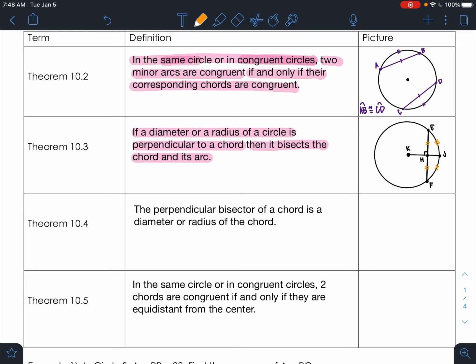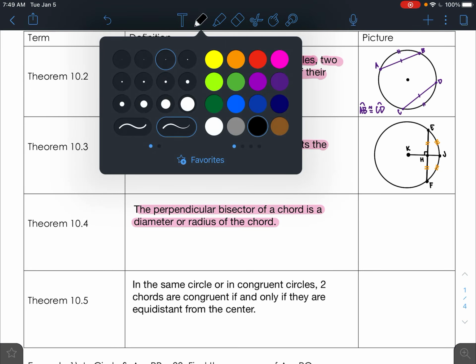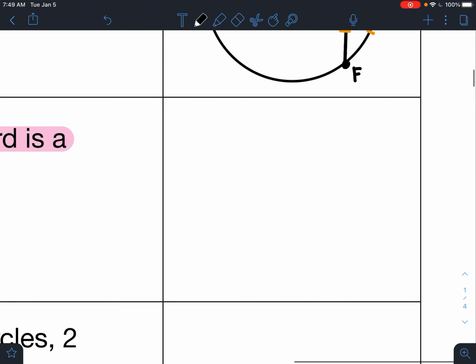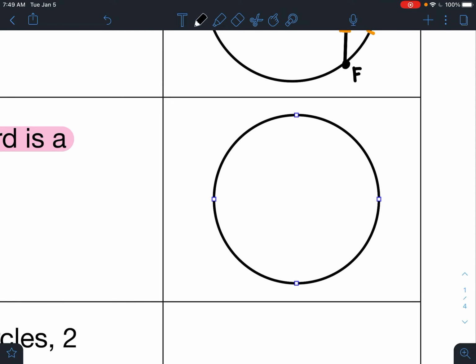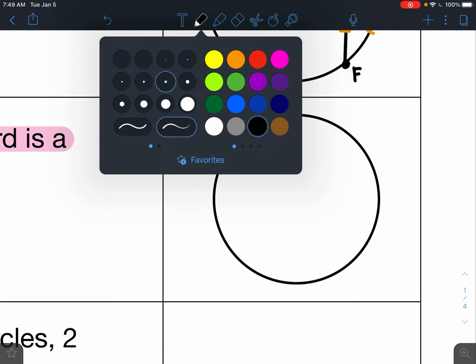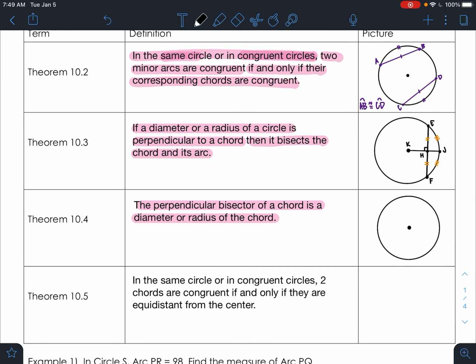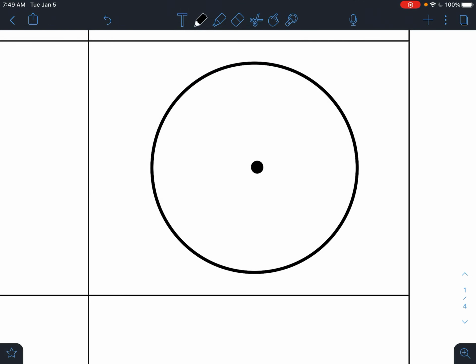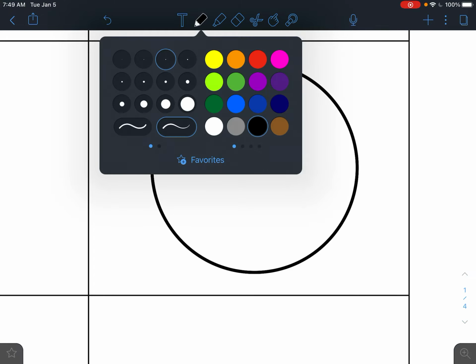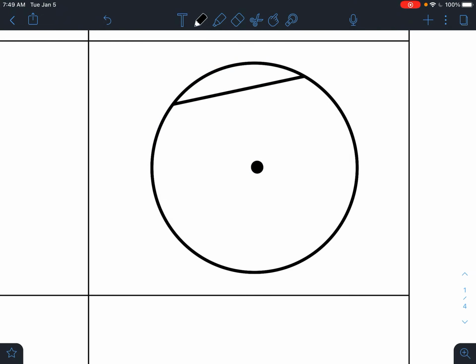So the next one is actually a converse of 10.3. So this one is saying the perpendicular bisector of a chord is a diameter or a radius of a circle. All right. So if we would just go ahead and draw again our circle. Okay. Put in our center. And I'm going to draw a chord. Let's draw it up here. Let's change our perspective a little bit.